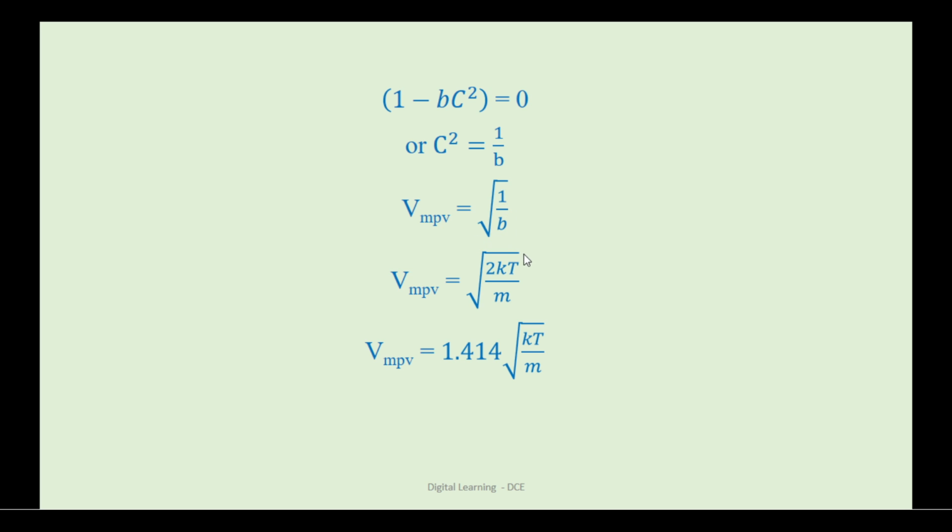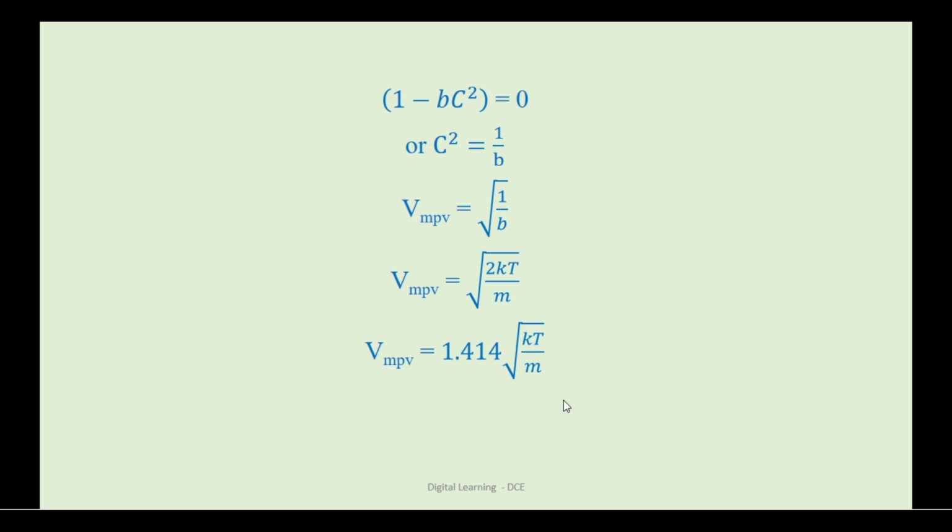On substituting the value of b, that is b is equal to m divided by 2 kT, we get the most probable velocity is equal to 1.414 into square root of kT by m. This value is the value of square root of 2. Here k represents Boltzmann constant, T is the absolute temperature of the gas, and m represents mass of each gas molecule.